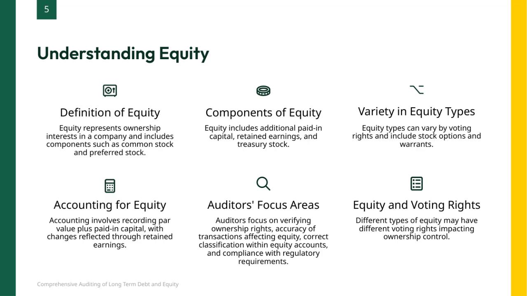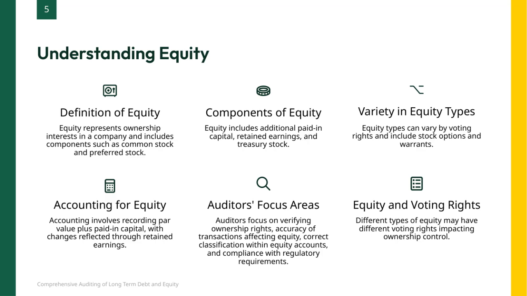Equity can differ not only in form but also in the rights it carries. Some types come with voting rights, while others may include stock options and warrants, adding more complexity. From an accounting perspective, equity is recorded by combining the par value of shares with any additional paid-in capital, and any changes over time are tracked through retained earnings.